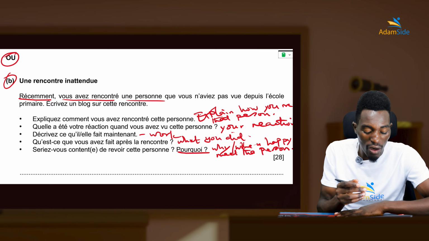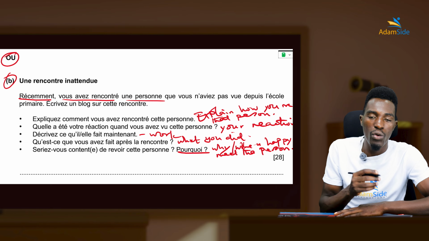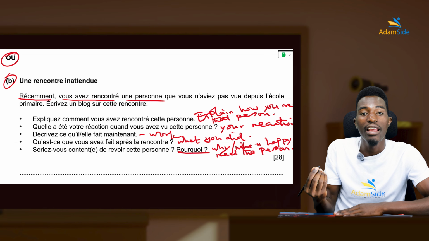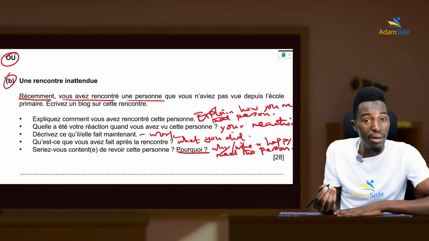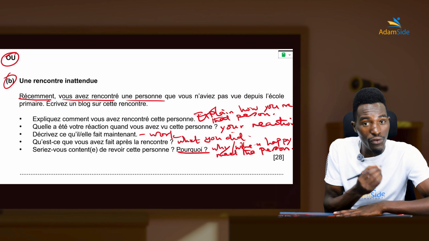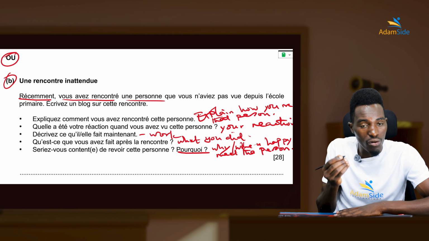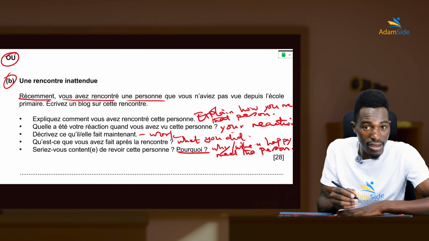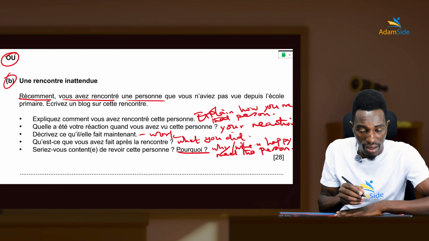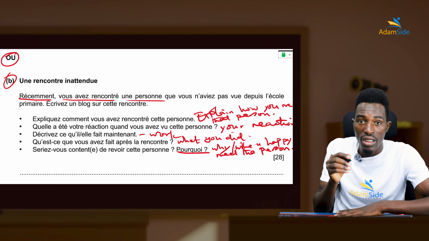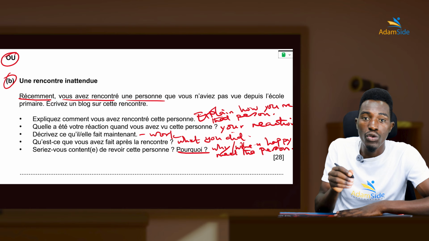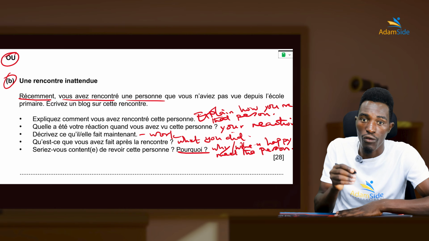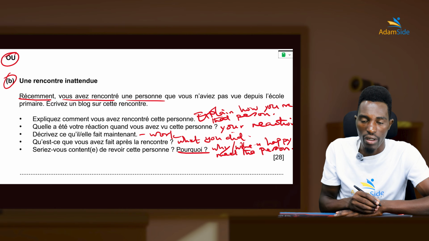So we will go with option B because we want to learn how to write a blog. If you want to learn how to write an email, watch the previous video where I tried to show you how to write an email in the French IGCSE writing paper like this one. So for today, I will take you through this paper on how to write a blog.